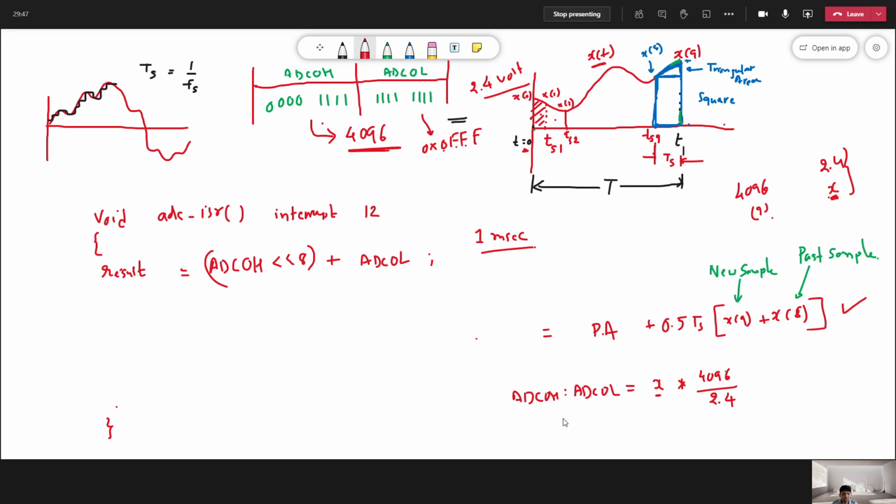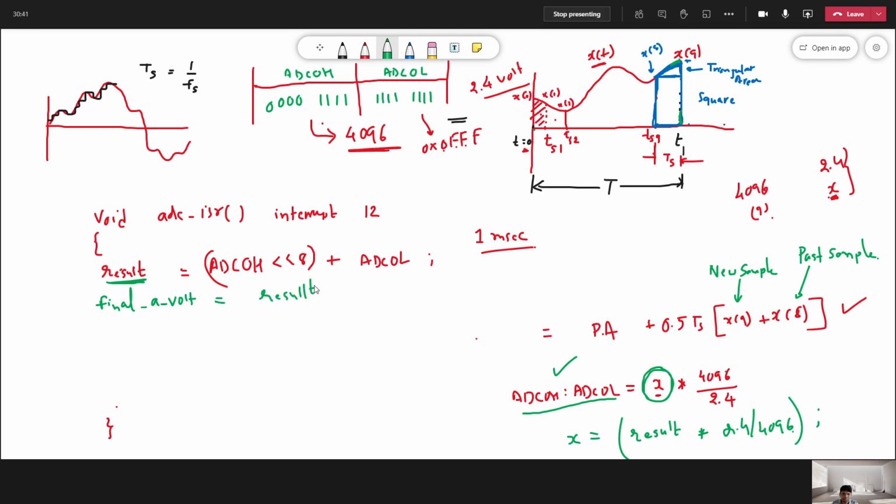Now after the conversion is over, you will have the result available in ADC0 H and L. So you know this, and you want to find out how much is the applied voltage. So the equation needs to be revised. X is equal to ADC0 H and L, which we have assumed to be inside the variable result. So I can write down result into 2.4 divided by 4096. If I write down this equation, it will inform me about the actual voltage, final A volt equal to result into 2.4 volt divided by 4096.